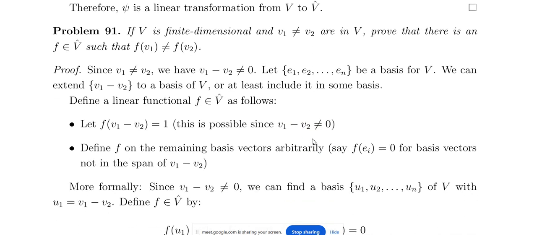And V is finite dimensional, and V1 is not equal to V2 in V. Then there is an f belonging to V cap such that f of V1 is not equal to f of V2. So for a finite dimensional vector space, if two distinct elements exist, then their corresponding images are not equal. Okay, such an f belongs to V cap.